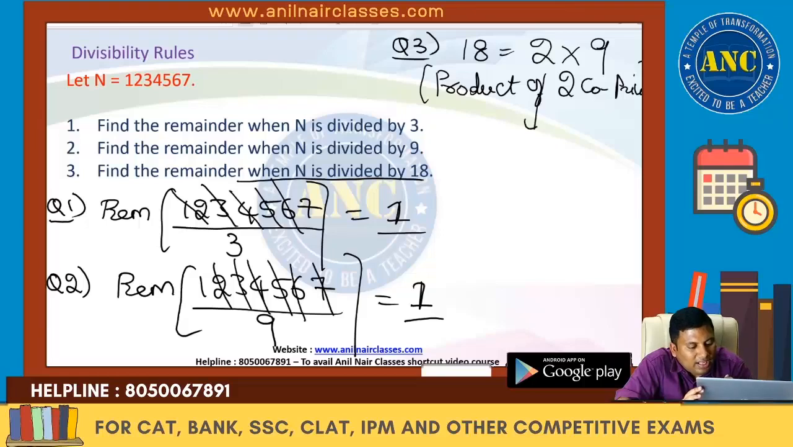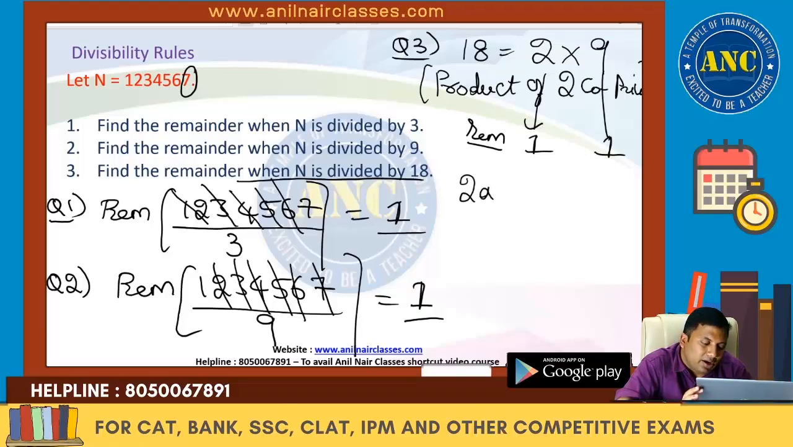Now what is the remainder when this number is divided by 2? The unit digit should be divisible by 2. 7 divided by 2: 2 threes are 6, remainder is 1. Similarly for 9, we got 1. That means the number when divided by 2 gives a remainder 1, and when divided by 9 it gives a remainder 1. Both are for the same number, right?